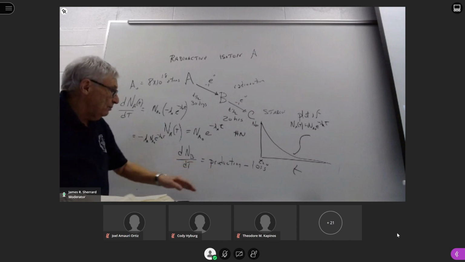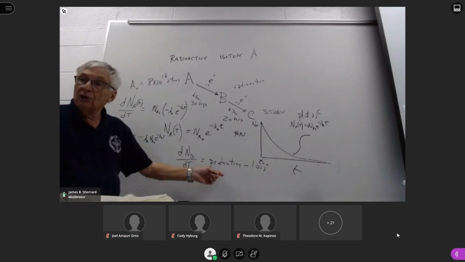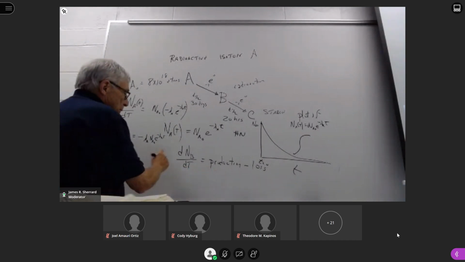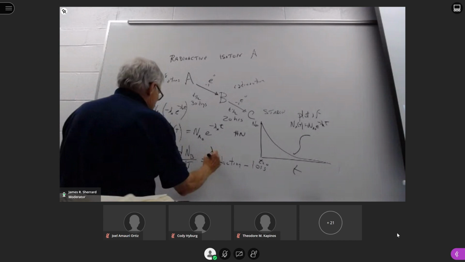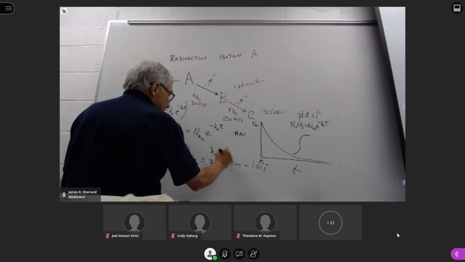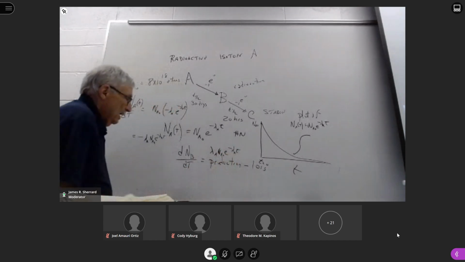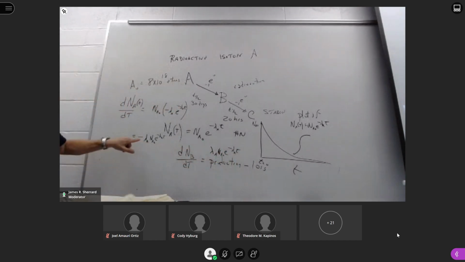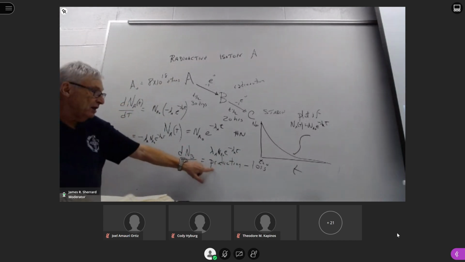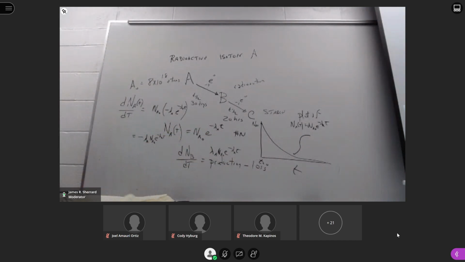That is also the production of B. So the loss of A's is the production of B. So I can put this in here. And I would change the sign because this is telling you that the A's are decaying. This is telling you that you have a production which is plus.